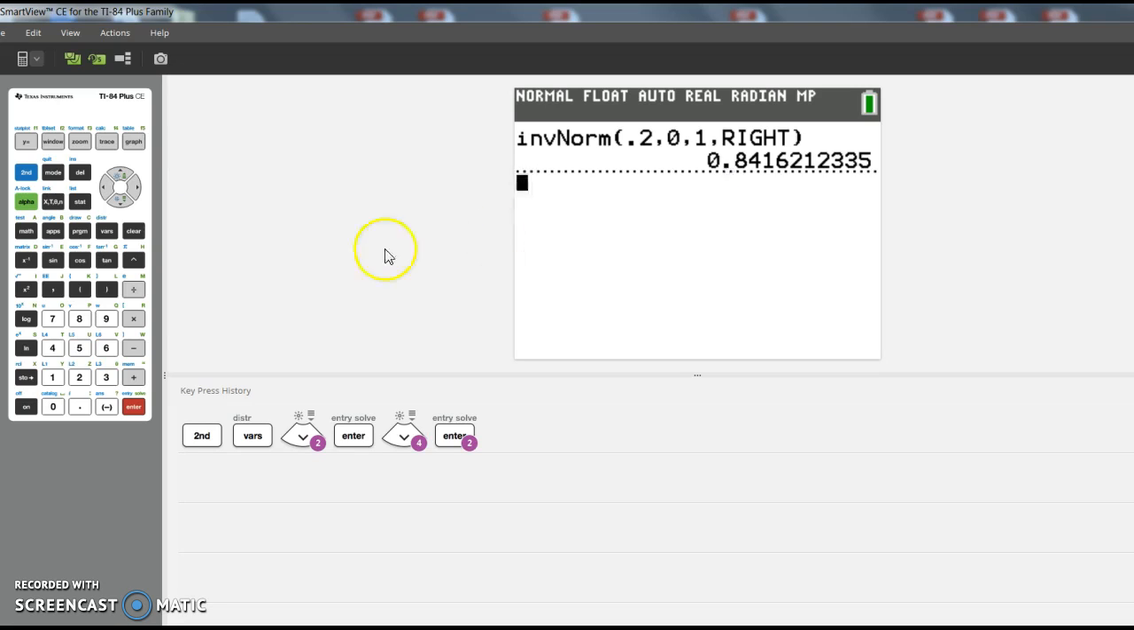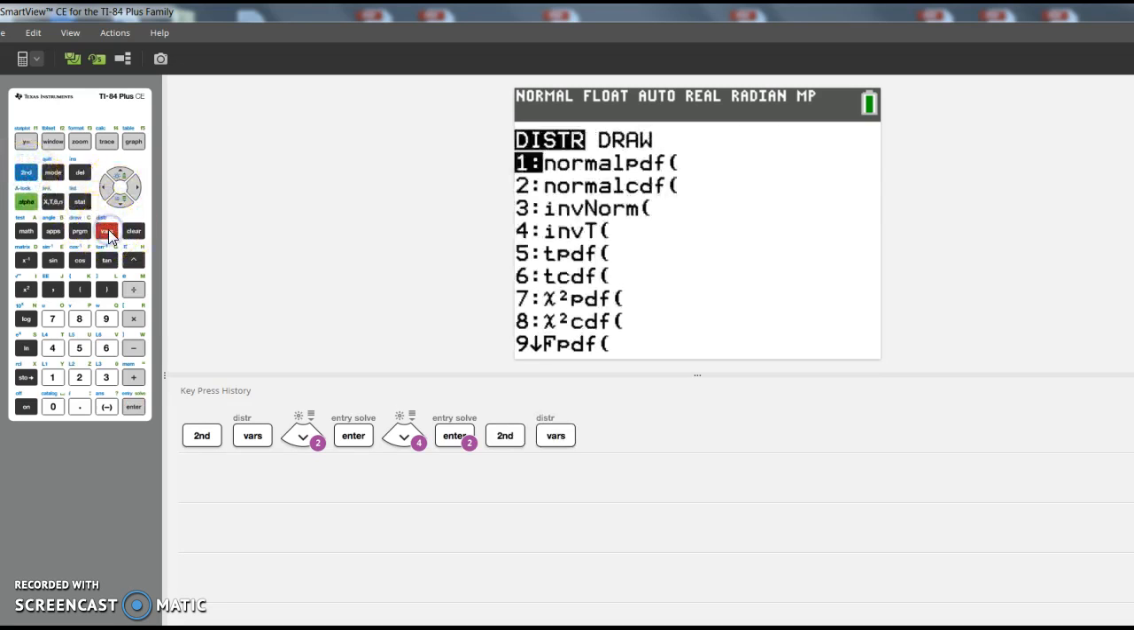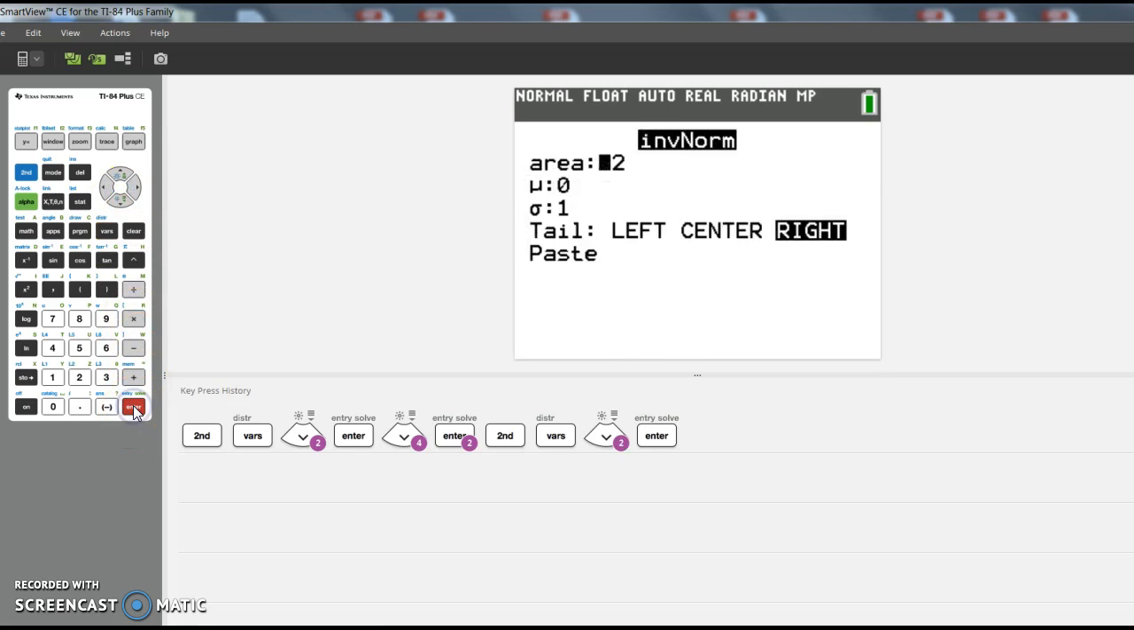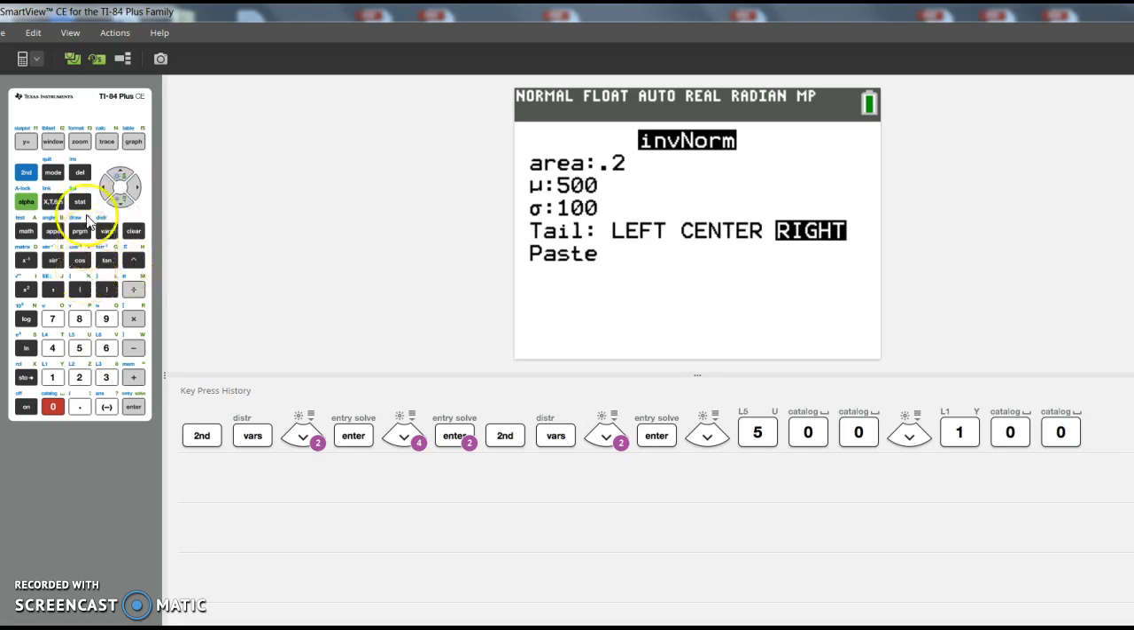Or another way to do it, go back to your second distribution, go down to inverse norm, but this time actually put in the problem's parameters. So we're still looking for that area of 20% above. But now the mean for this problem, do you remember what the mean was for our problem? It was 500, and we had a standard deviation of 100. We're still looking for that top right percent.